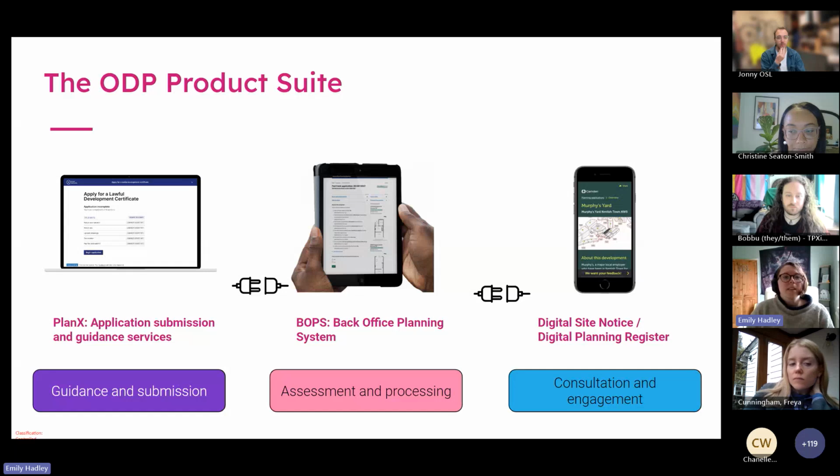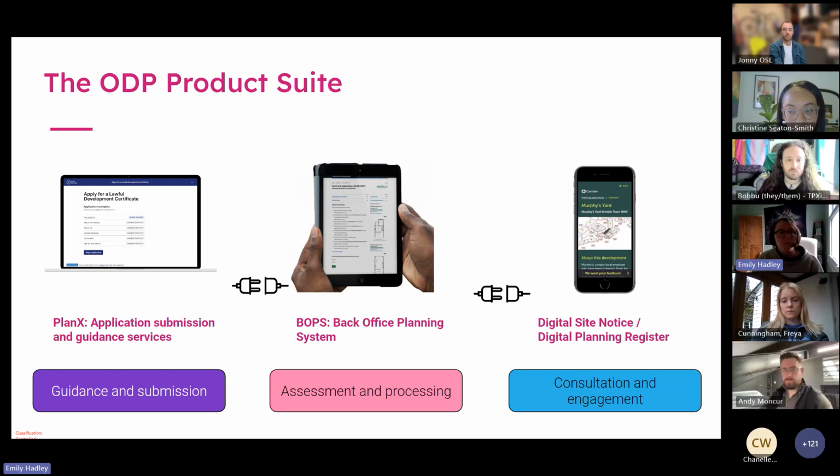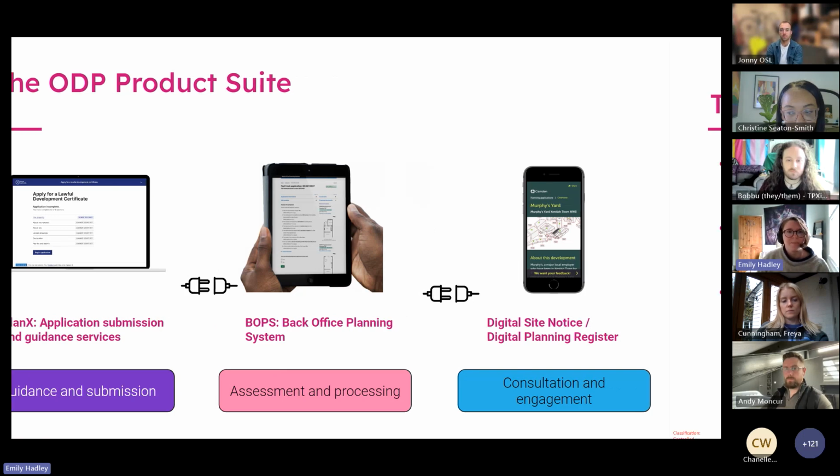As a response to that, something we've been working on for many years under Open Digital Planning is to develop alternative modern planning software that deals with the three main parts of the planning application process. We have the guidance and submission part, which is handled by the PlanX product, which most of you will be familiar with, and we'll be seeing demos of that today. The assessment and processing of applications is handled by BOPS, the back office planning system. And then the consultation and engagement portion, as well as index and planning register functions, are handled by digital site notice and digital planning register. So those are the three products that we will be going through today.